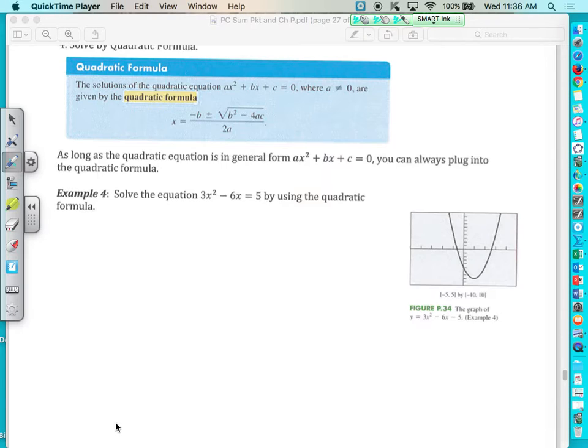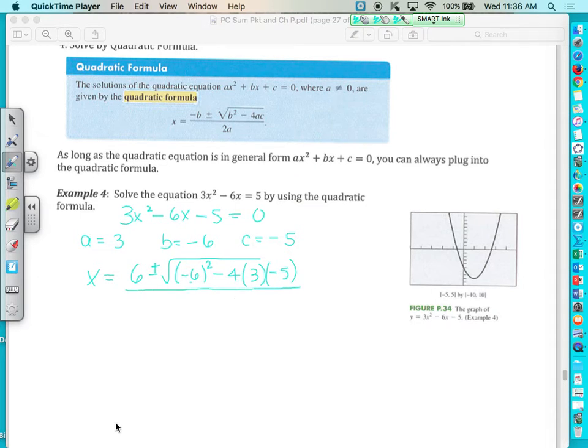This is not set equal to 0 in general form. So we'll rewrite it. 3x squared minus 6x minus 5 equals 0. So my value for a is 3, b is negative 6, c is negative 5, and then plug it into that quadratic formula there. X equals negative b, so positive 6, plus or minus the square root of negative 6 squared. This first number is always going to end up being positive because we square it. Minus 4 times a times c, all over 2 times a.